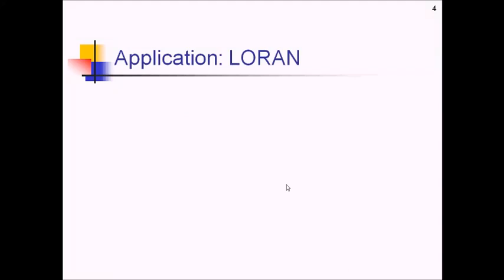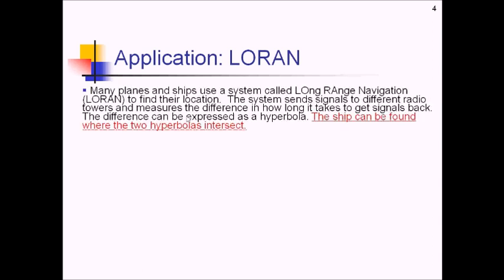Before we explore the wonderful world of solving second-degree equations, let's figure out what our motivation for this is. Here are some real-life uses for this stuff. So first use, a lot of planes and ships use a system called Long-Range Navigation, or LORAN for short, to find their location. The system sends signals to different radio towers and measures the difference in how long it takes the signals to get back. The difference can be expressed as a hyperbola. So the ship can be found where two hyperbolas intersect. Here's a visual.